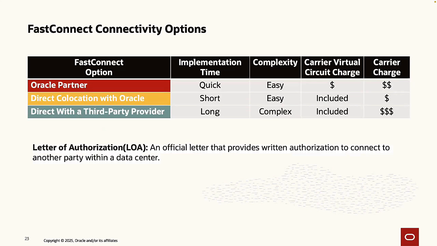LOA stands for letter of authorization, an official letter that provides written authorization to connect to another party within a data center. This letter includes specific information about where a circuit should be terminated to a telecommunications carrier or other end party's interconnection environment. A LOA is required to accurately and efficiently configure the colocation or third-party method.